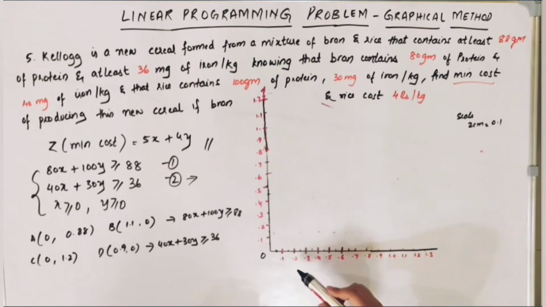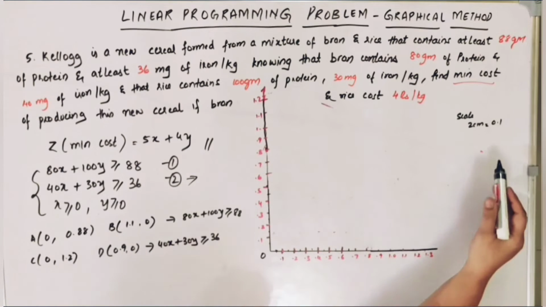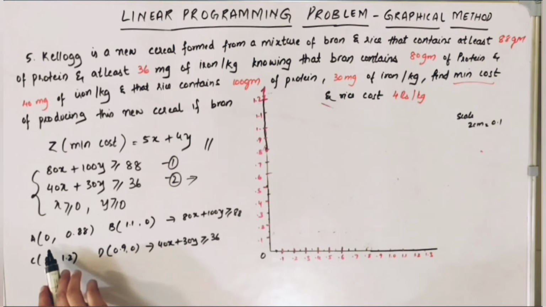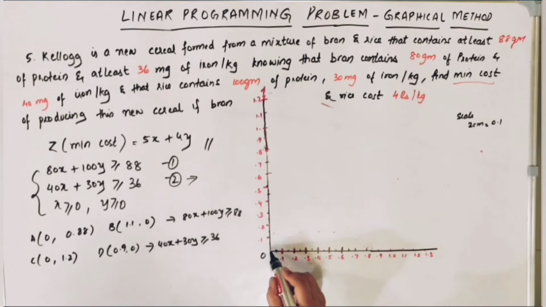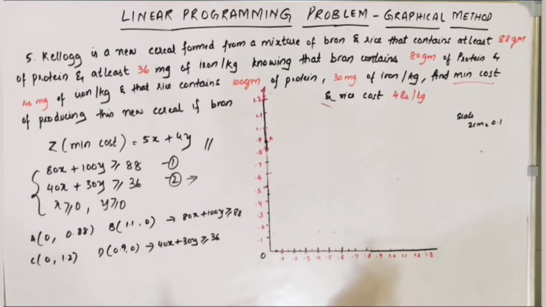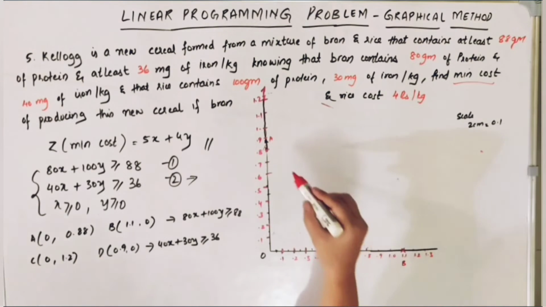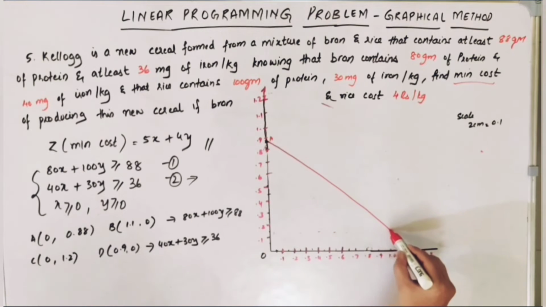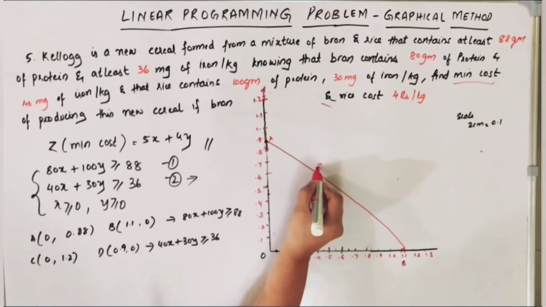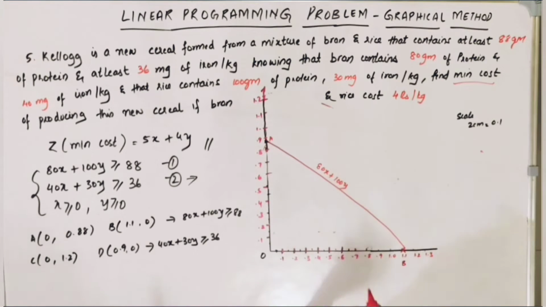I have taken a scale of 2 centimeter equal to 0.1. So let's take the first constraint, 80x plus 100y. So what are the points? First, let's take the point A, 0 and 0.88. So x is 0 and y is 0.88, somewhere close to 1. So this is our point A. And the second point B is 1.1 on the x-axis, this one, and y is 0. So this is our second point. Let's join these points. Okay. So we have our first constraint, which is 80x plus 100y.